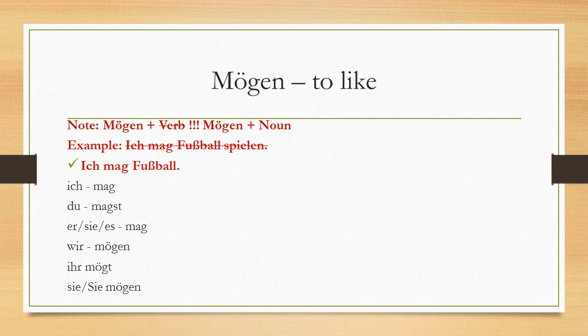Mögen has kind of a different structure, because if you use the modal verb mögen, by the way, mögen means to like something, then we cannot put an action in the end. It means mögen cannot be used with verbs. You cannot say ich mag Fußball spielen, I like playing football, but you can only say I like football or I don't like football. So mögen plus noun combination.